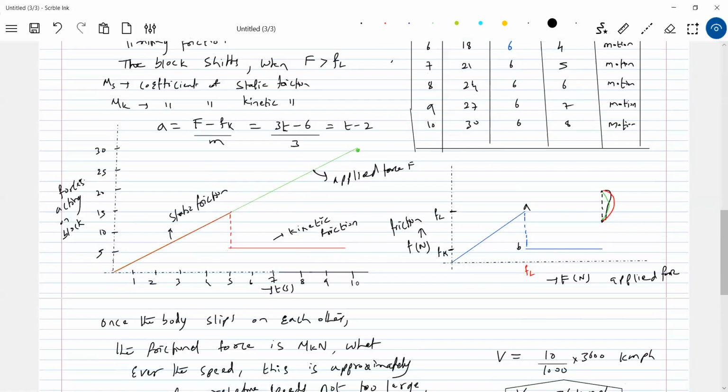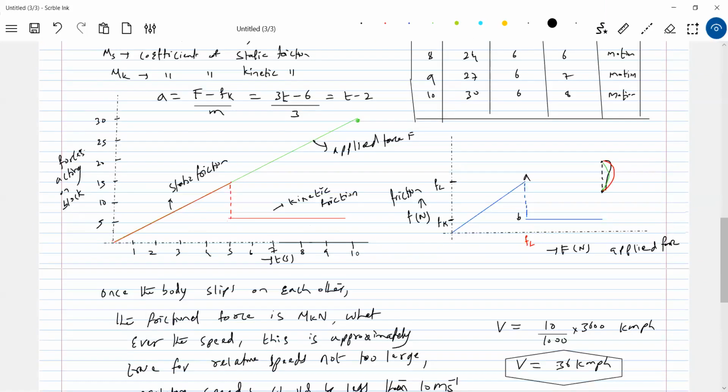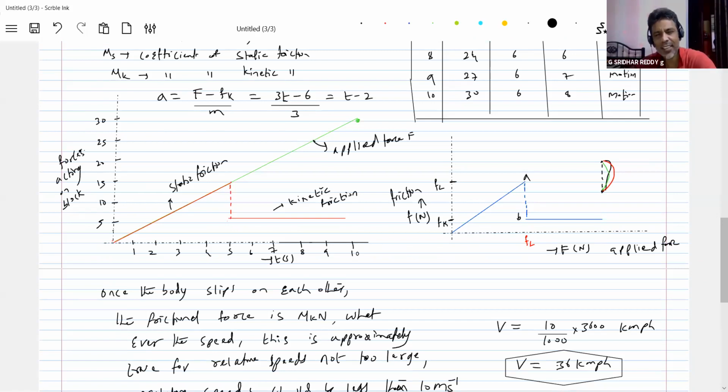Sir, won't the block also have a surface which has some friction coefficient? I don't know why you are not understanding the definitions I put. The coefficient of friction depends on the pair of surfaces.